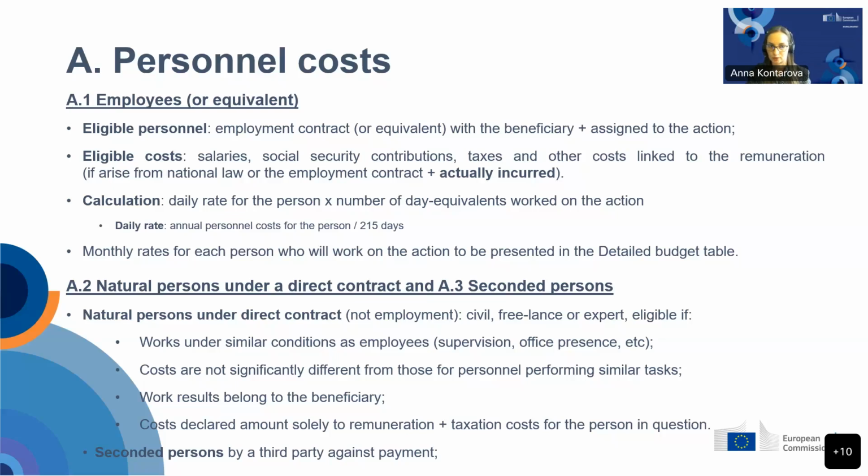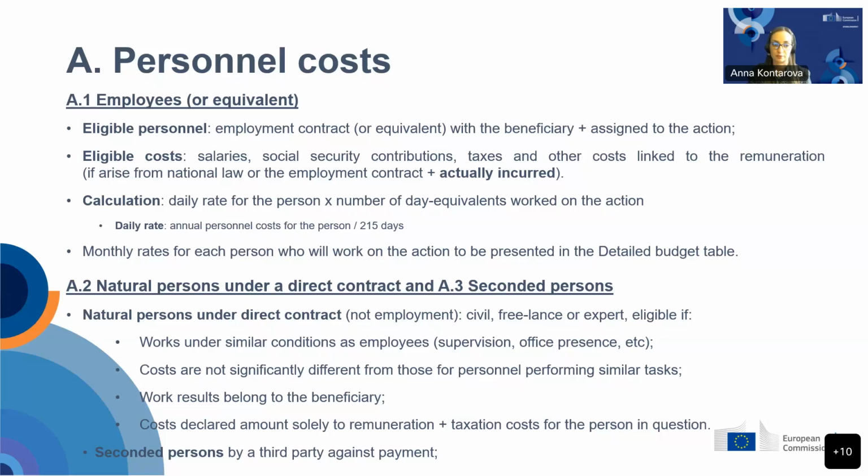Here I would like to just highlight that this 215 days is a horizontal ceiling for all EU and Euratom grants. Therefore, you cannot use a different number. Even if the person worked more or less than 215 days, you will always have to calculate it with 215 days per calendar year. There are no exceptions to this rule. And for the detailed budget table, you will have to present the monthly rate for each person who works on the action.